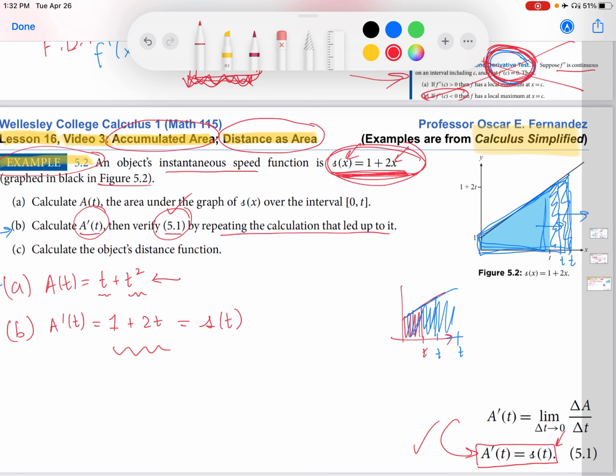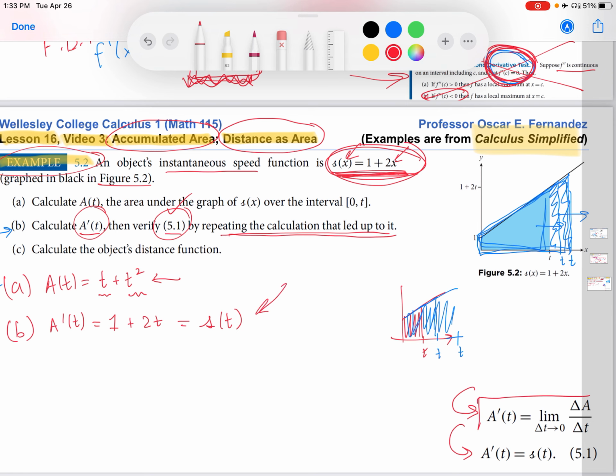Great. And then it says, by repeating the calculation that led up to it. So this refers to a calculation that I did in the book, which started from this very simple definition essentially of the derivative and ended up over here at 5.1. So I'm going to do that verification here, right?